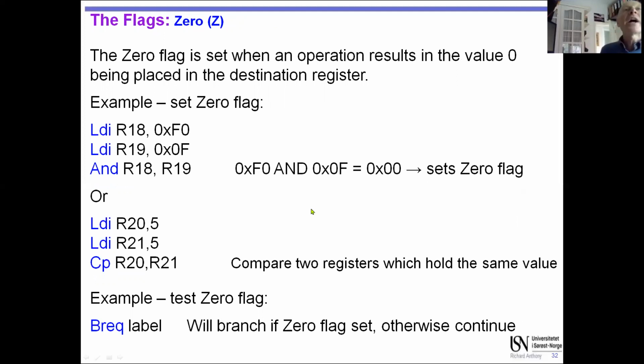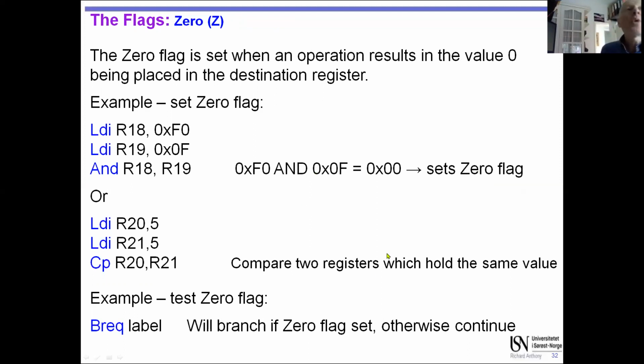The 0 flag is quite straightforward. If you do a bitwise AND on F0, which is 1, 1, 1, 1, and then 4 zeros, and this is 4 zeros and 1, 1, 1, 1, there's no overlap of bits. Sorry, I said logical, but it's a bitwise AND. There's no overlap between the bits. So the result, every bit will be 0 in the result. That will set the 0 flag there.